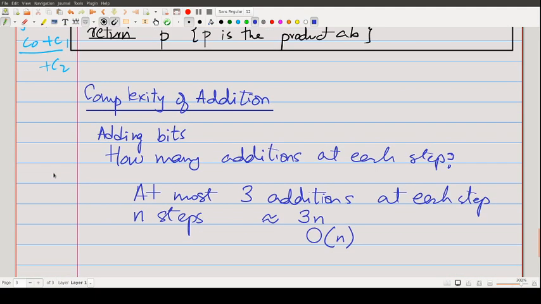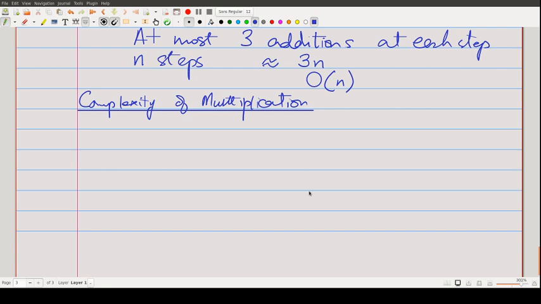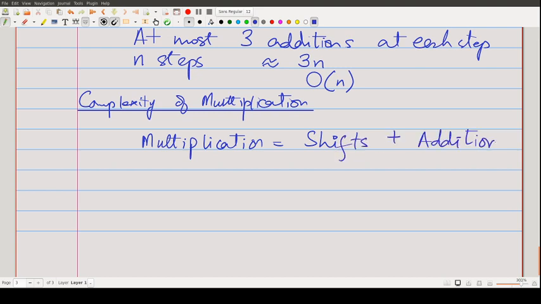Okay, and here is the complexity of multiplication. In multiplication, you are doing two things. Multiplication can be broken down into 2 steps: you are doing some shifts and you are doing addition. Now addition, we've already figured out that it's going to be linear.